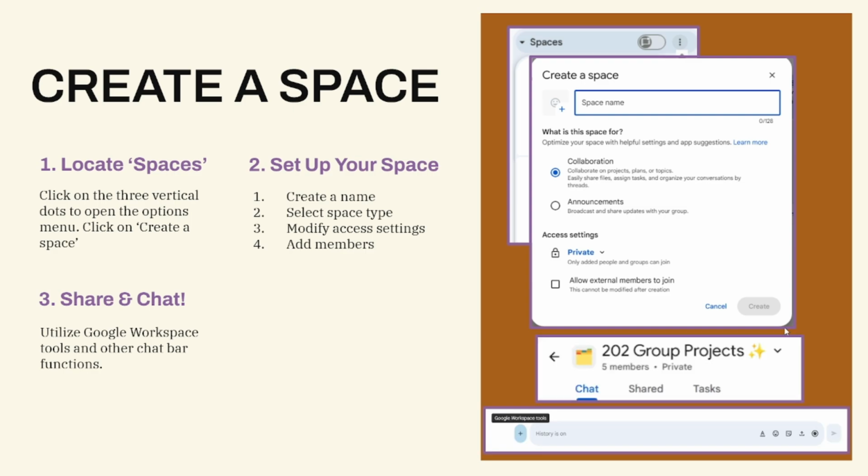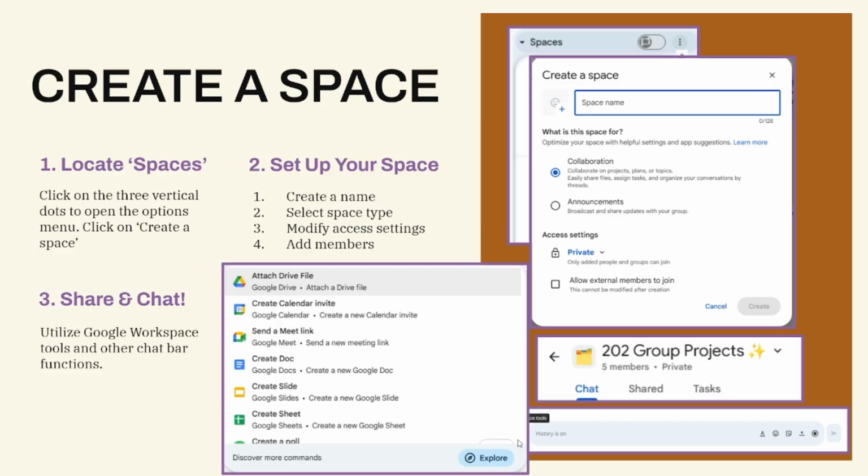Once you've done that, you're ready to share and start chatting using all of the tools that come with Google's Workspace. So this is what your chat bar would look like here at the bottom. And you can see there's a plus sign where you can access the Google Workspace tools, and it will link up with any of these. And this is also how you can send calendar invites or meeting links, and other resources as well. On this chat bar, you also have your text formatting options, emojis, GIFs, stickers. You can upload through here and also record.